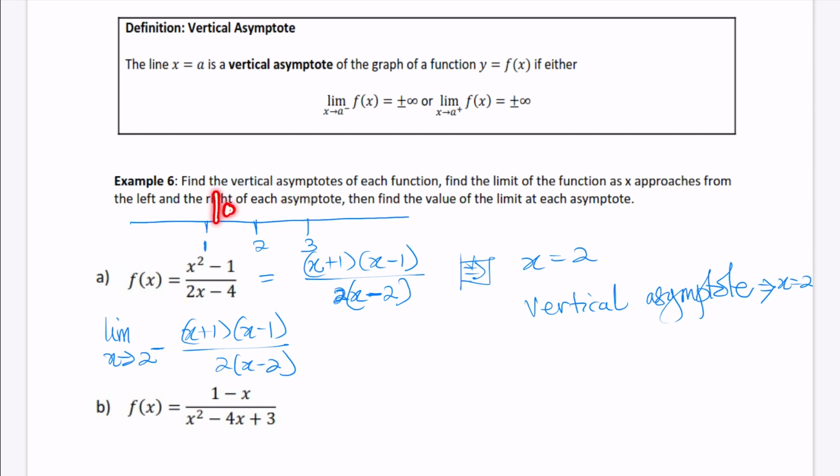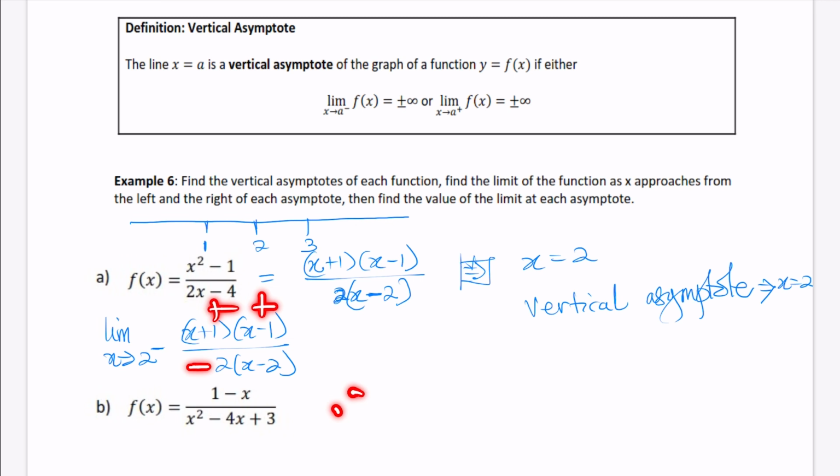So if I consider 1.9 and substitute 1.9 here, this will be positive. So everything will be positive. If I substitute 1.9 here, this will also be positive. So I have positive, positive. Then, if I look at the denominator, if I substitute 1.9, that gives me negative.